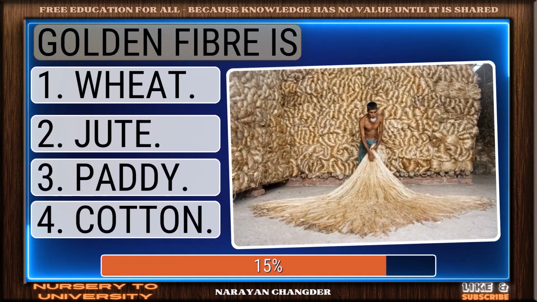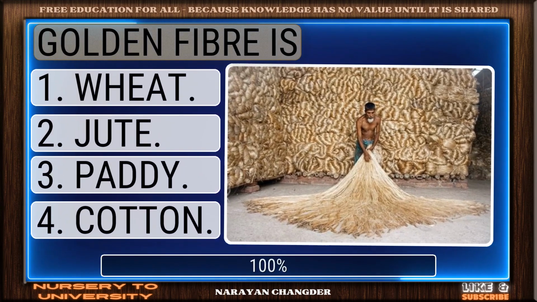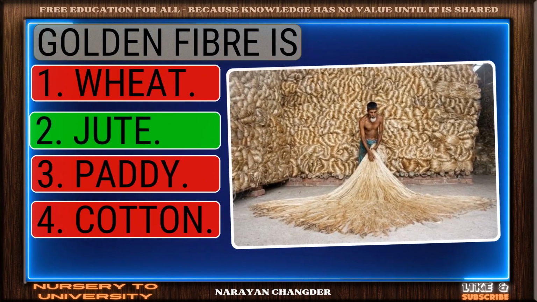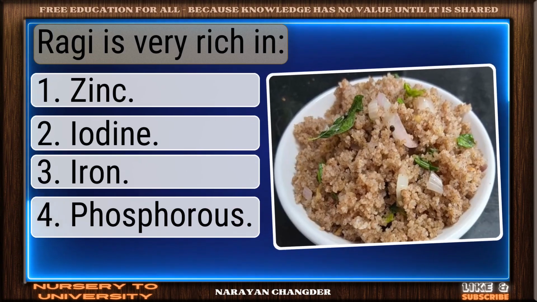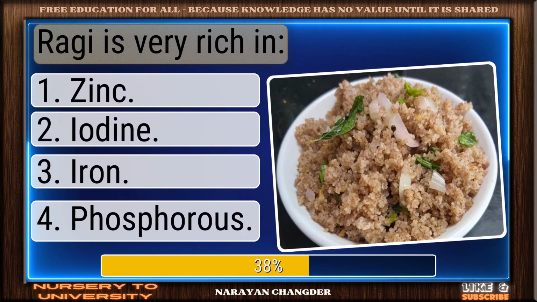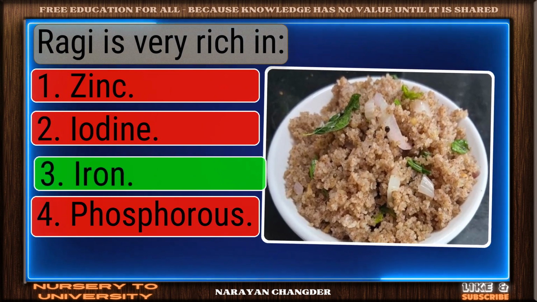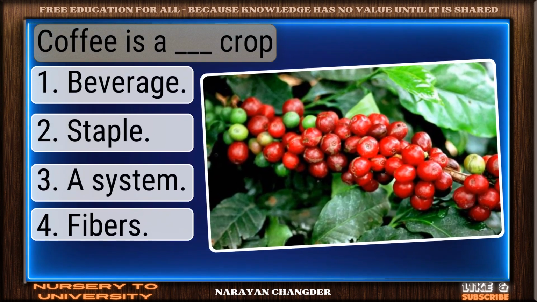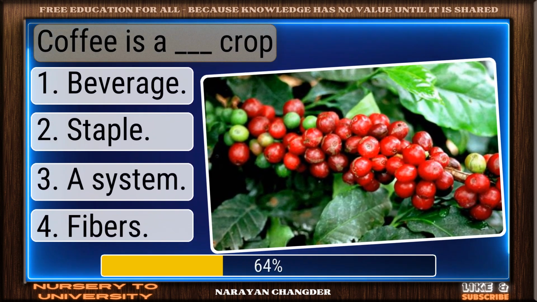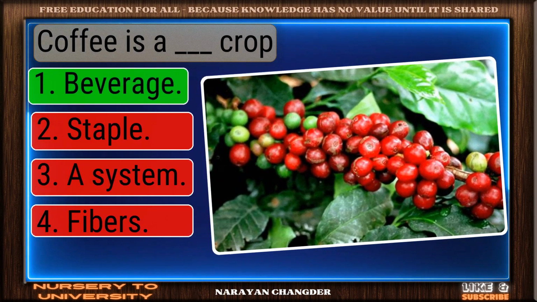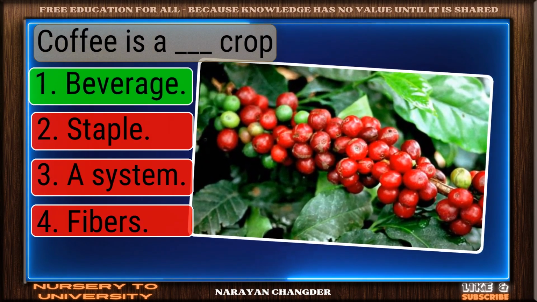Golden fiber is... Right again. Jute is valid. Ragi is very rich in... Smart pick. Iron is correct. Coffee is a dash crop. Clear logic. Beverage is sound.